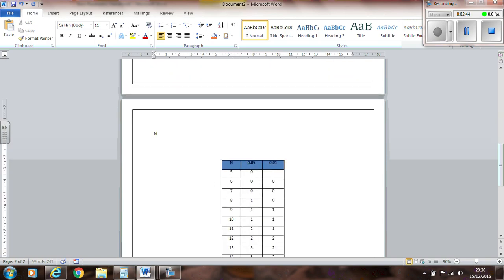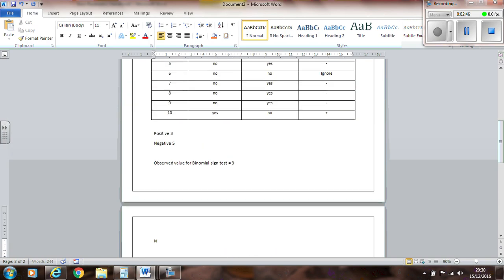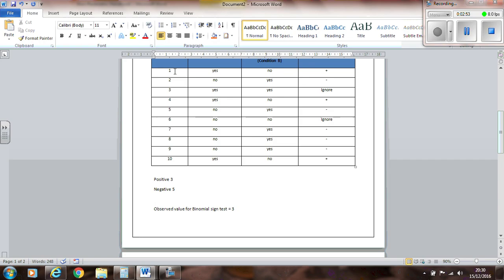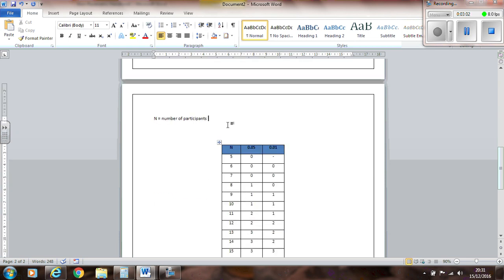So in this case, n is the number of participants. We've got 10 participants, but we don't want all 10 of them. We want the ones that have a direction of difference. So we've got 1, 2, 3, 4, 5, 6, 7, 8. So n is going to equal 8.